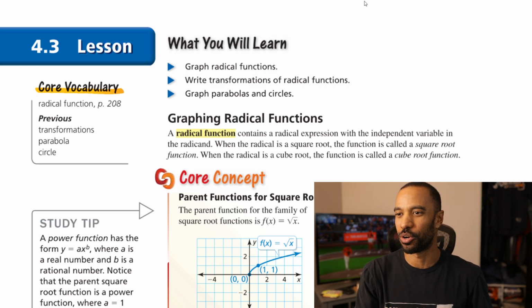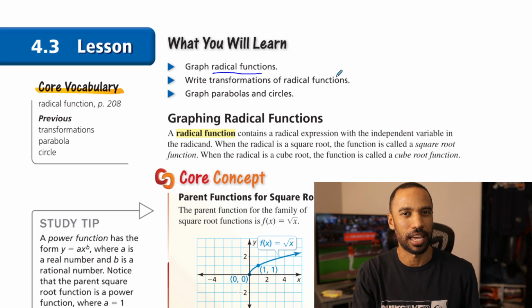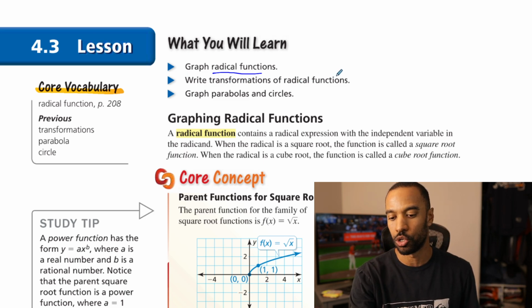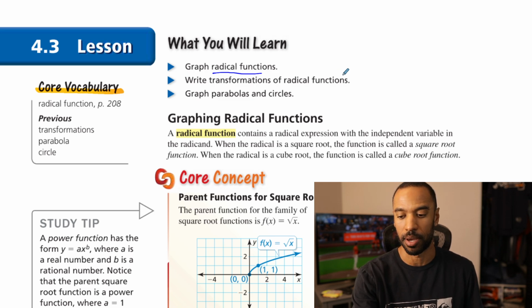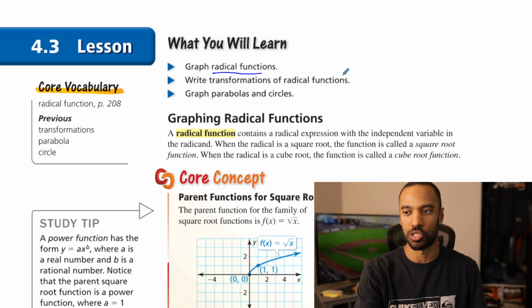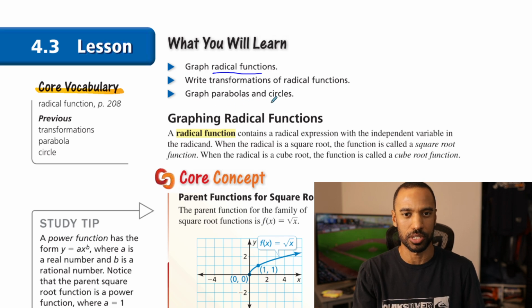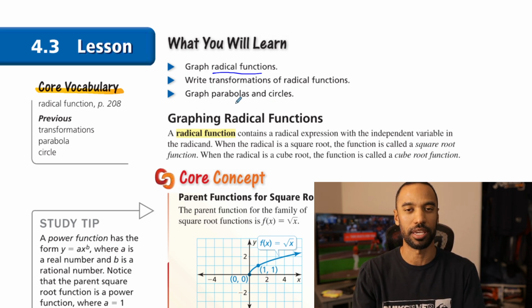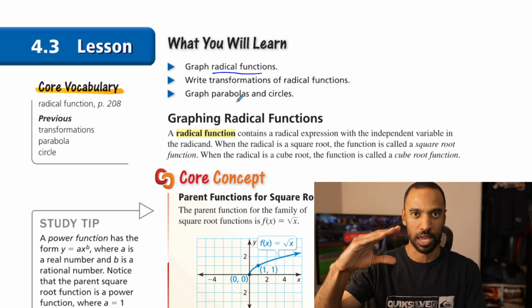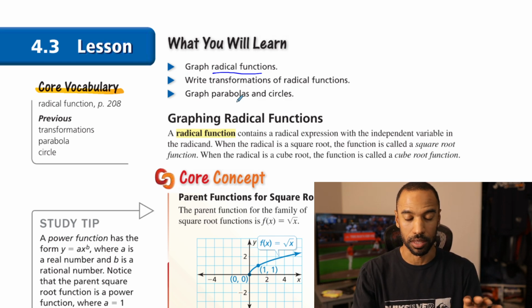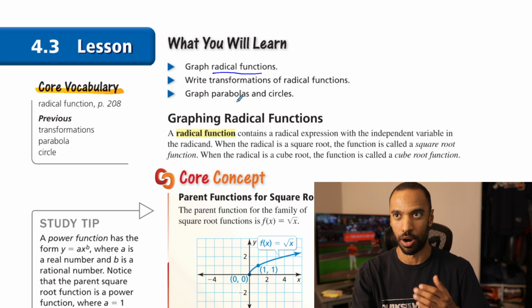Okay, we're going to graph radical functions. We are going to write transformations of radical functions. We're thinking a, h, and k, that kind of stuff. We've seen that before, nothing new, once we understand the functions we're talking about. And then we're going to graph parabolas and circles. This is where it's going to get kind of interesting after what we learned beforehand, because we're not going to do the upward-facing parabolas. We will do sideways-facing parabolas. But to start with, they won't look like sideways-facing full parabolas.